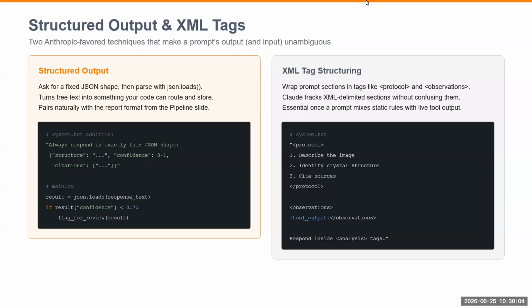We can also do XML tag structuring. This basically wraps the prompt sections into tags like protocol, observations, things like that. And the LLM can actually track these XML delimited sections without confusing them with each other. So this is a good way to structure your prompts and keep them all separated. We can tell the agent what each protocol is doing, without confusing it with each other.